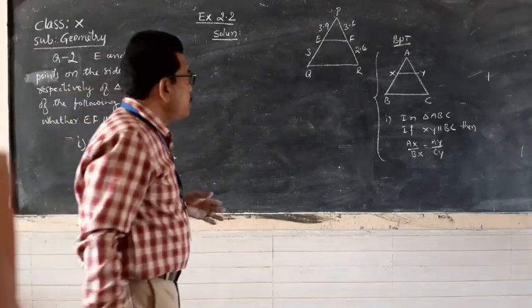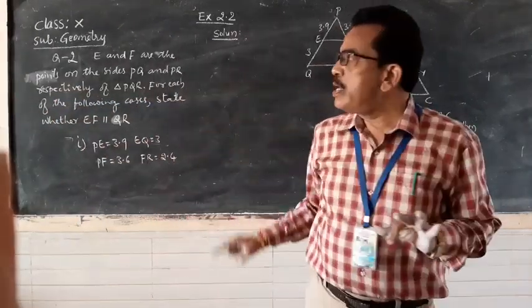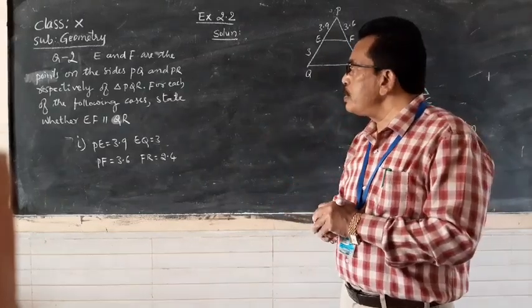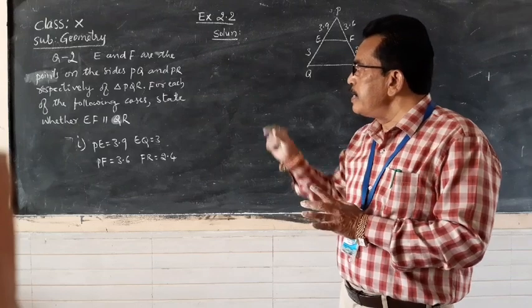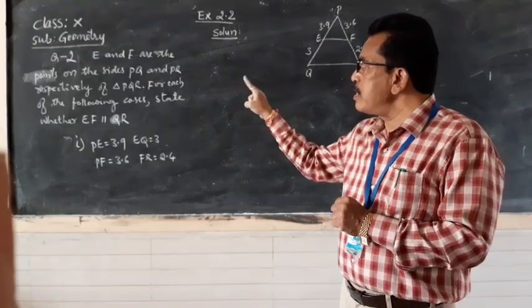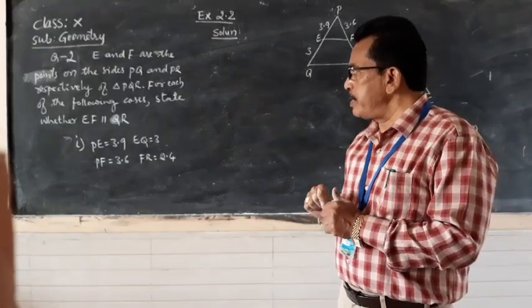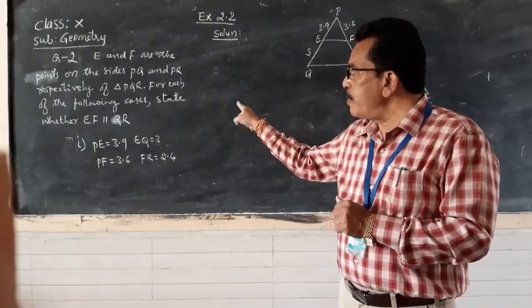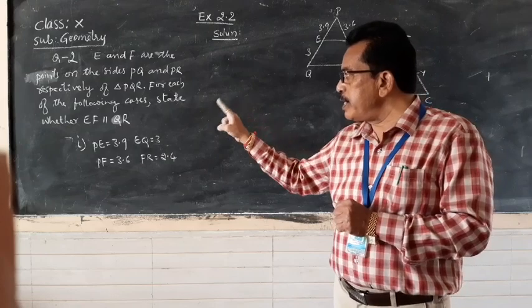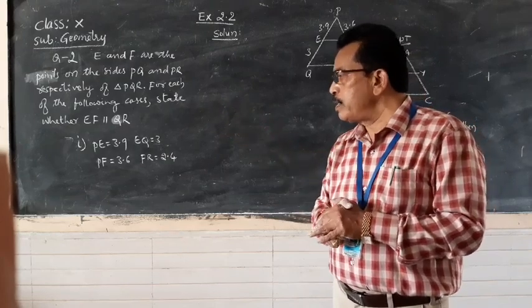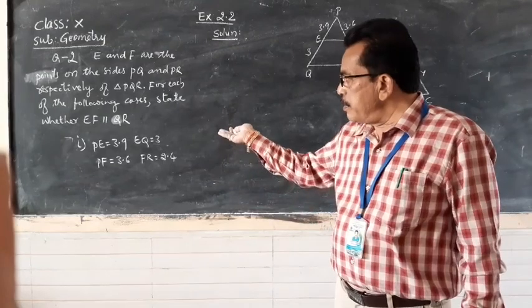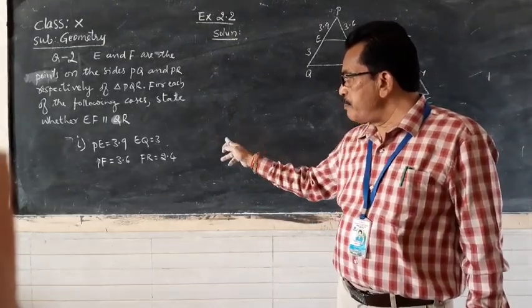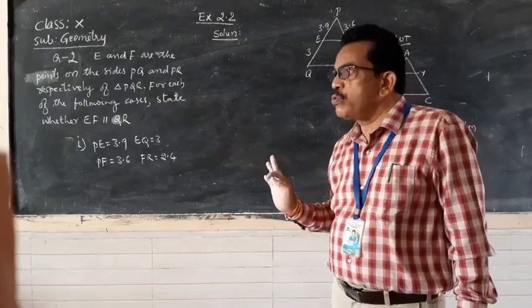Okay, my dear students, see, this one is the second question of exercise 2.2. See what they have given in this case. E and F are the points on the sides PQ and PR respectively of triangle PQR. For each of the following cases, state whether EF is parallel to QR. The measurements are given: PE 3.9, EQ 3, PF equals 3.6, FR equals 2.4.